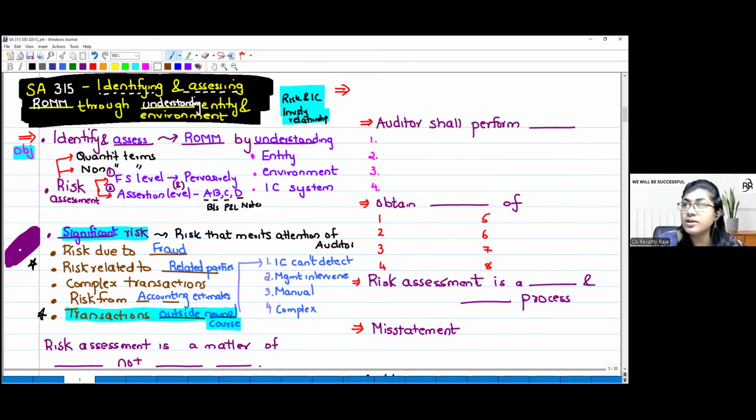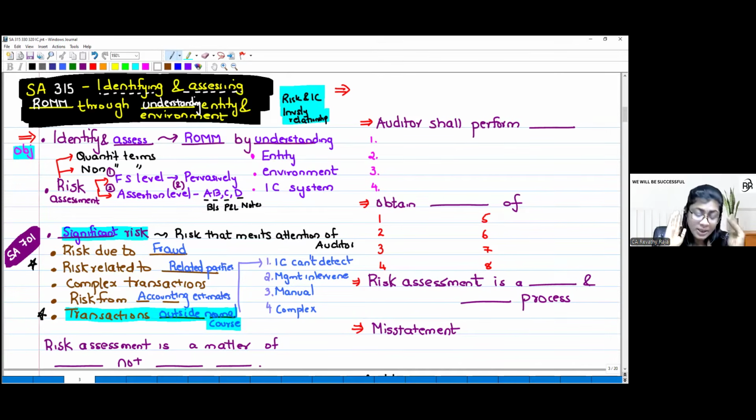That's right. Very good. In SA 701, key audit matters, you will report. Will you report in 705? No. In 705 it is not risk, it is material misstatement. Correct.